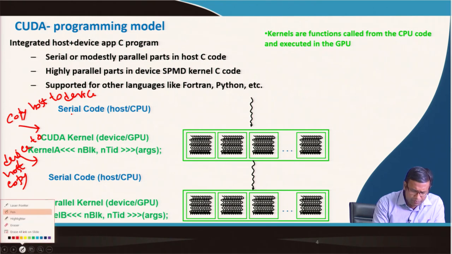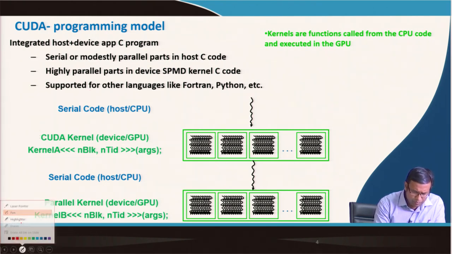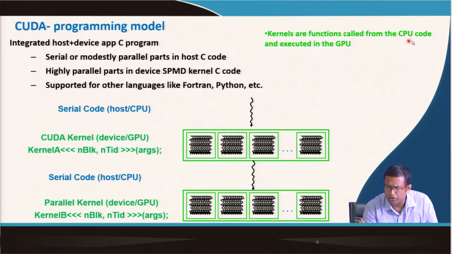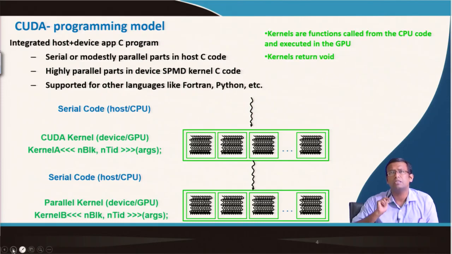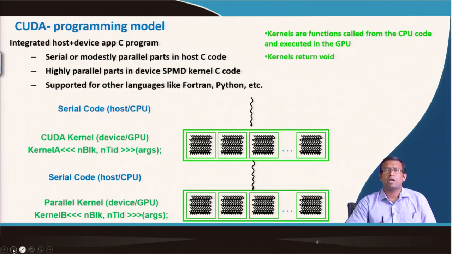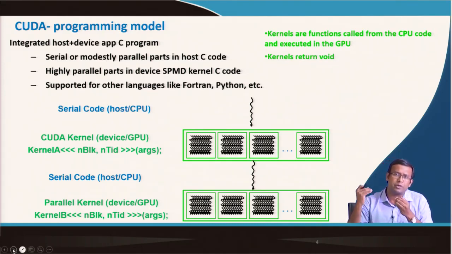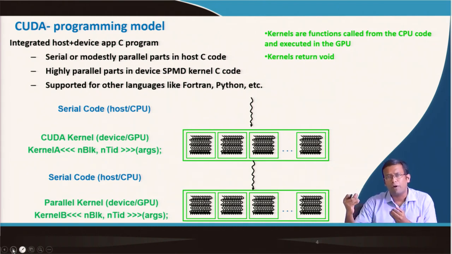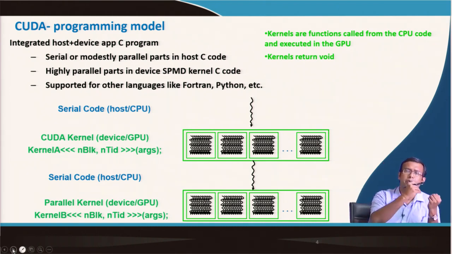These kernels are the functions that are called from the CPU code and executed on the GPU, and kernels return void. GPUs cannot directly return any value to the CPU. GPU cores can only write back to the memory of the GPU, the device RAM, and anything which has to be read by the CPU has to be copied using CUDA from the device RAM to the system CPU RAM.